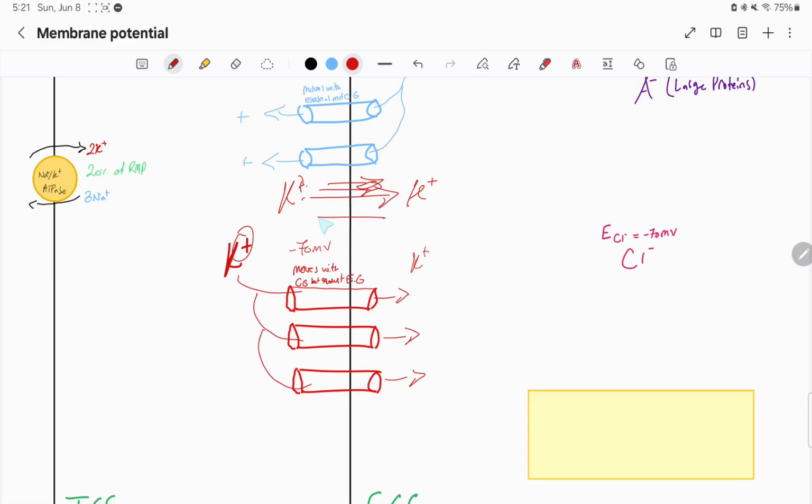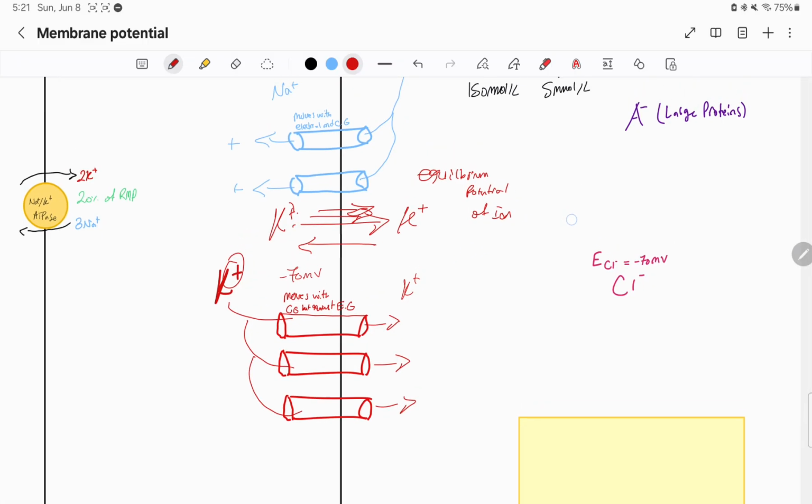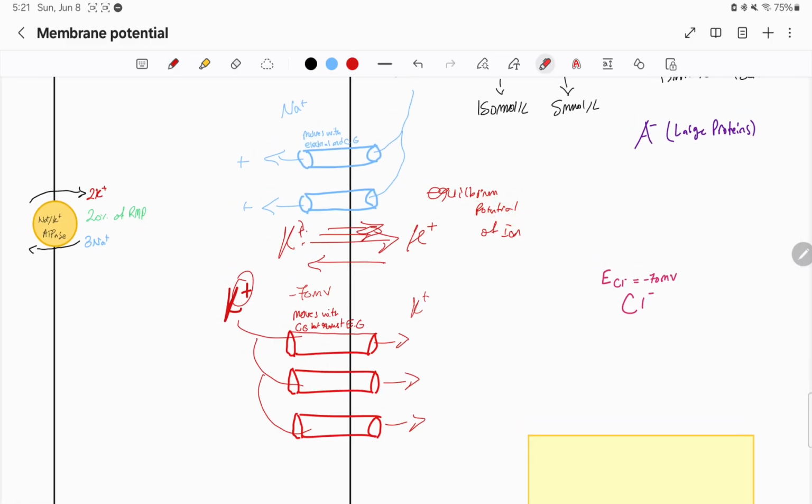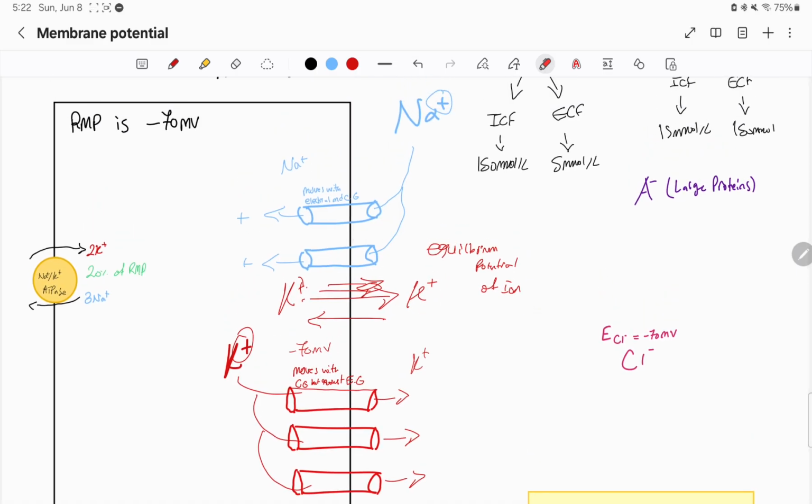The point at which the electrical gradient that is pushing potassium inside and the concentration gradient that's pushing potassium outside equalize is called the equilibrium potential of the ion. Okay? So one more time, the equilibrium potential of the ion is the point at which the concentration gradient pushing potassium out is equal to the electrical gradient pushing potassium back in. For sodium, it's the same thing. It's the point at which the concentration gradient and the electrical gradient equal out to one another.